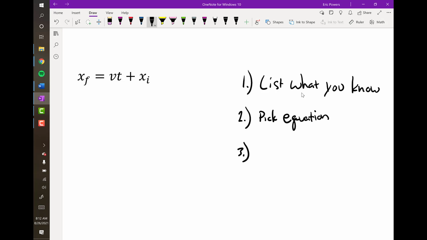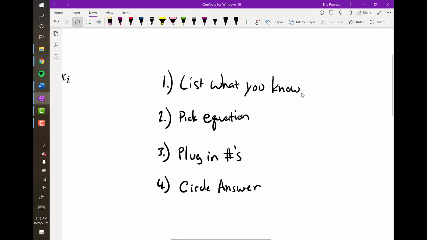Step three, plug numbers in. You're going to take that equation and plug in everything that you know. And step four, circle your answer, because you're going to plug that into your calculator, and that is always with units.